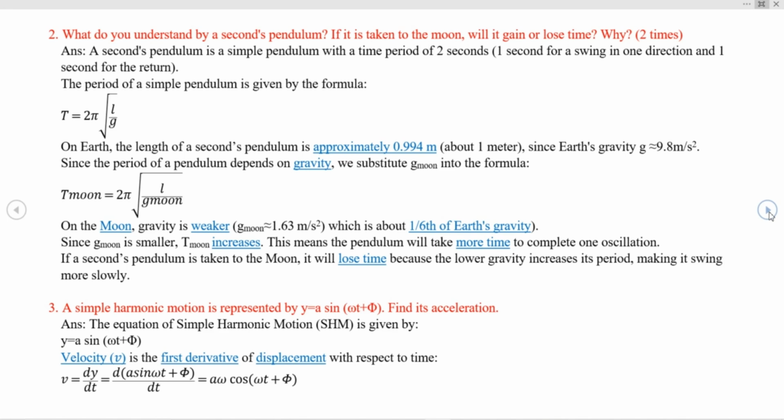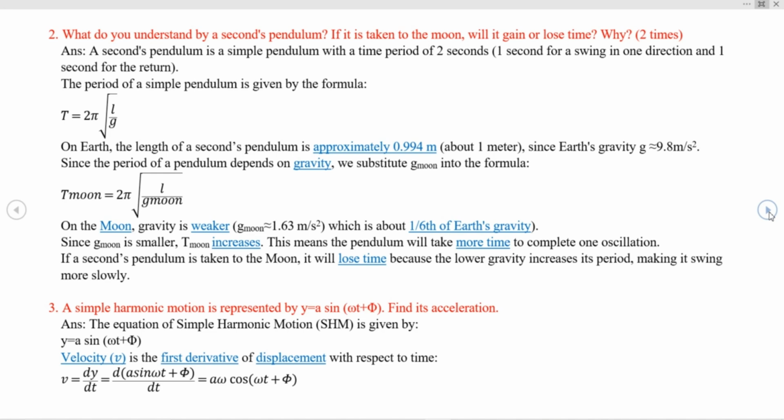And the period of a simple pendulum is given by the formula T equals 2 pi root over L by G. On Earth, the length of a second pendulum is approximately 0.994 meter, which we can say is about 1 meter. And since the Earth's gravity is 9.8 meter per second square and the period of a pendulum depends on gravity, we substitute G moon into the formula as T moon equals 2 pi root over L by G moon. And on the moon, gravity is weaker, which is about 1/6 of the Earth's gravity.